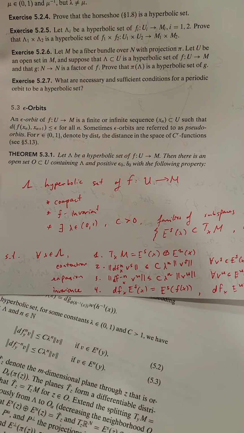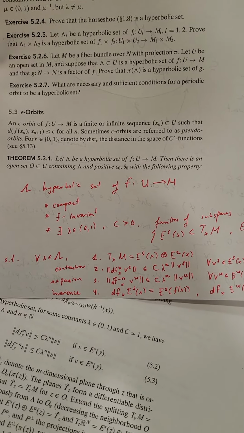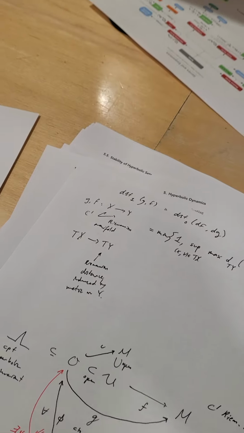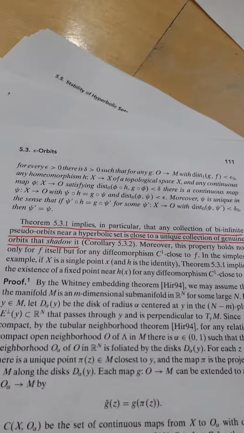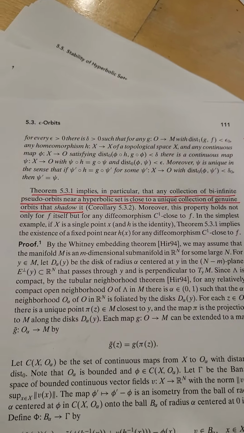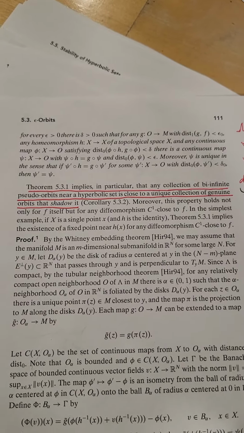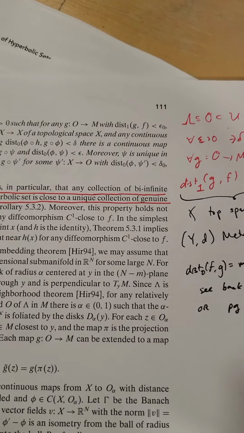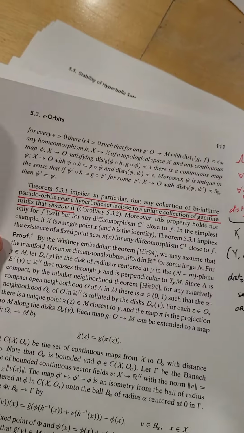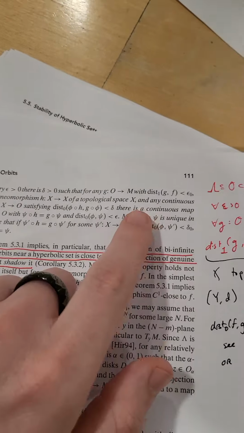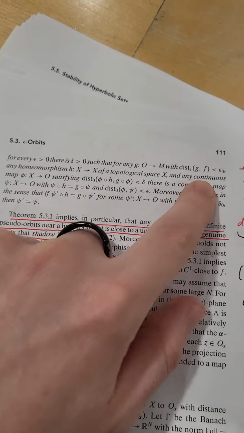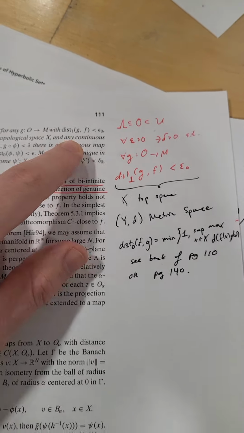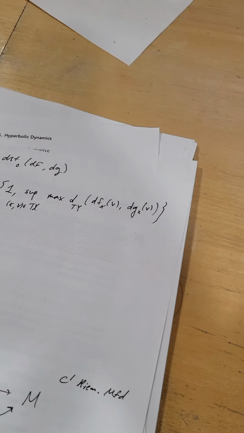open set O in U containing lambda and a positive epsilon naught and delta naught with the following property. Okay, so for every epsilon greater than 0, there is a delta greater than 0, such that for any g from O to M with the one distance between g and f less than epsilon naught, I'll quickly go on a tangent to explain this distance. So if we find a g close enough to f, in particular, it needs to be close with respect to this one distance. Okay, one distance, I wrote it down here.